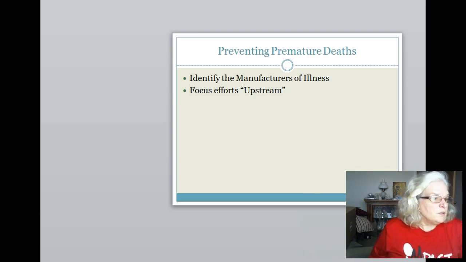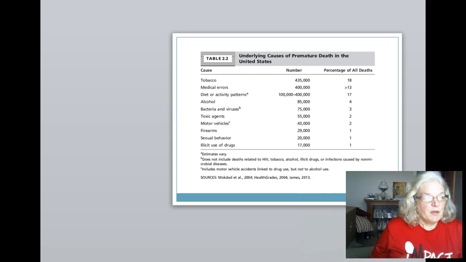So let me move on to the next slide. And so we see the underlying causes for premature death in the United States. And number one is tobacco, all right?